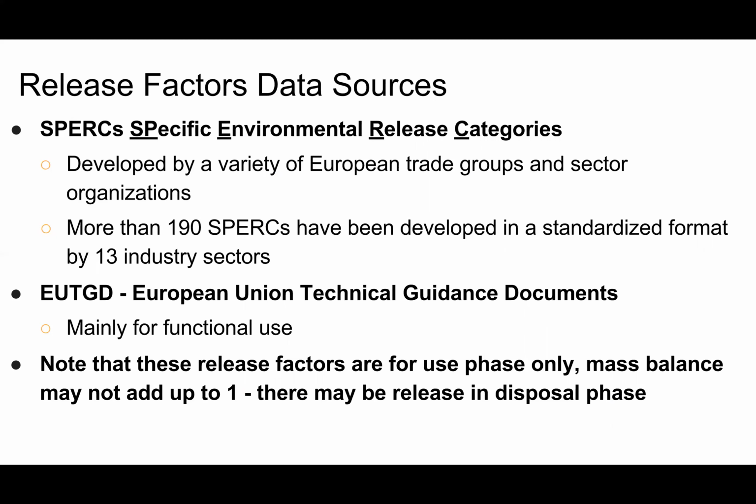On the other hand, we have the EUTGD, which is the European Union Technical Guidance Documents. This is similar to the SPERC, only that this is mainly for the functional uses. So the SPERC is for the product categories on the product level, and the EUTGD is on the functional use level. One important thing to note is that for both of these release factor databases, these release factors are for the use phase only. So the mass balance may not add up to 1. There may be release in the disposal phase.